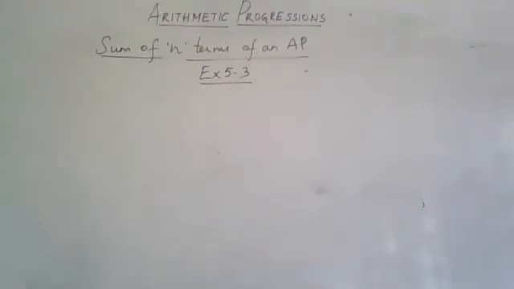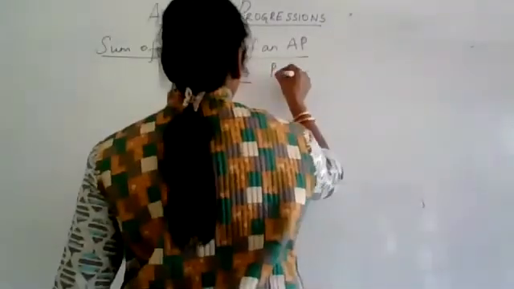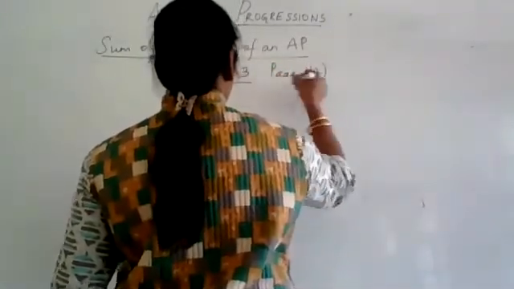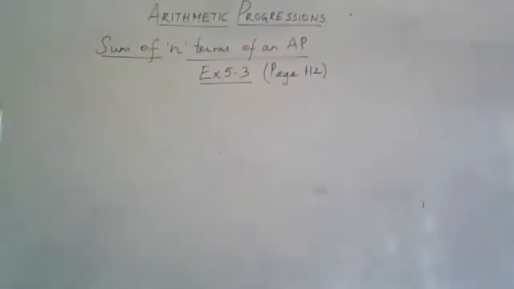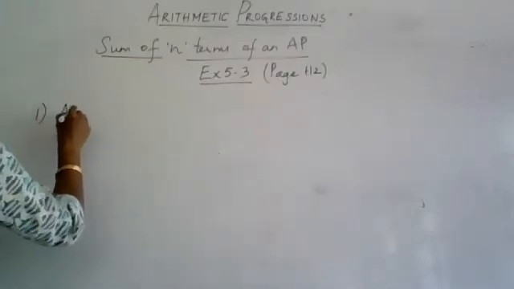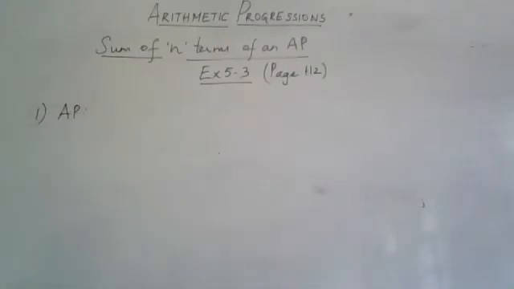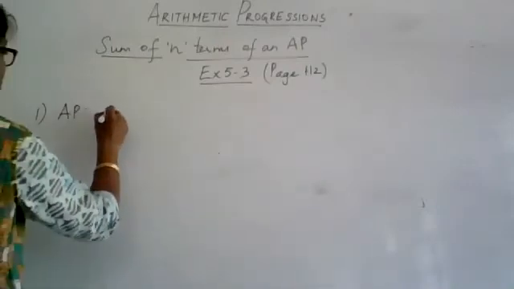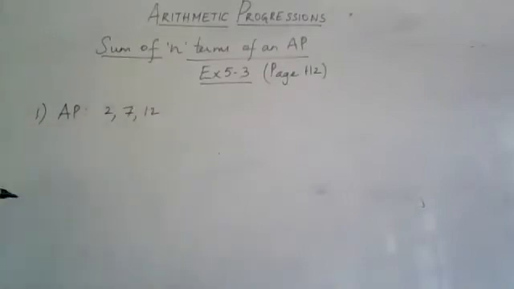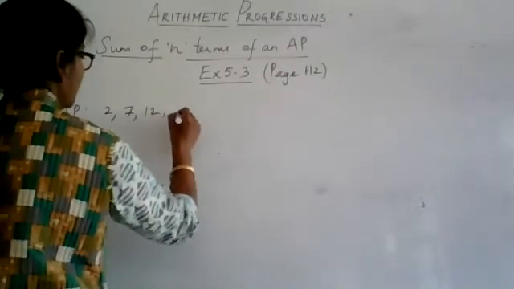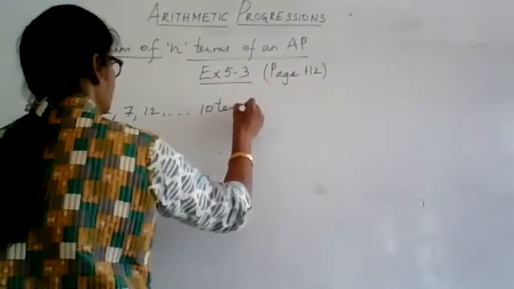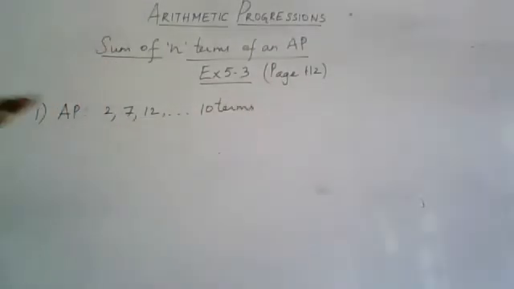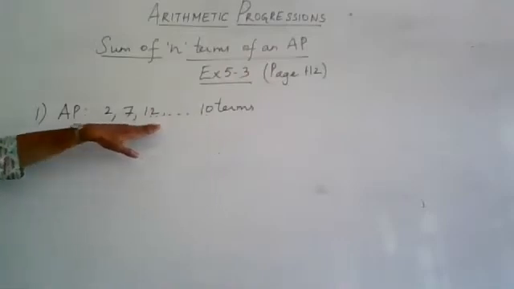Exercise 5.3, page number 112. We will take up the first main and try to apply our formula. I'll just show you one in each type. In the first main, we have problems where the AP itself is given and it is told to find the sum till n terms. Some number of terms are given. So I'll take this: 2, 7, 12, etc., 10 terms.